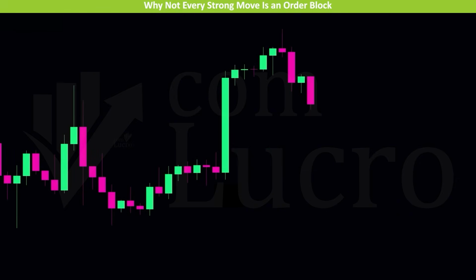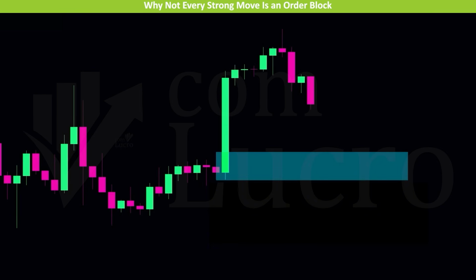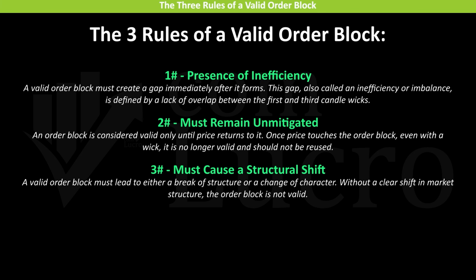Earlier, we mentioned that strong price movement away from an area can point to an order block. However, it is important to clarify that this alone is not enough. A significant move by itself does not automatically confirm an order block. There are specific conditions that must be met for an order block to be considered valid. With that in mind, there are 3 key rules used to define a valid order block. These rules are essential because without them, it becomes very easy to mislabel random price movements as meaningful structures.